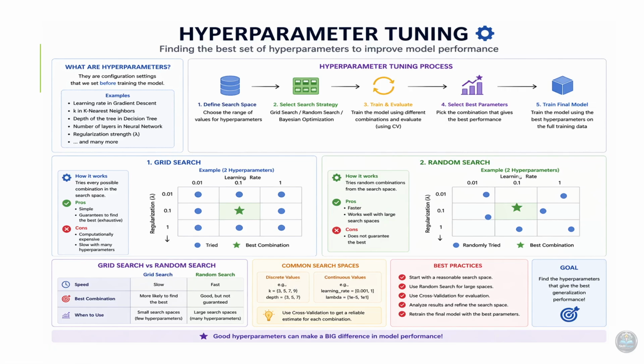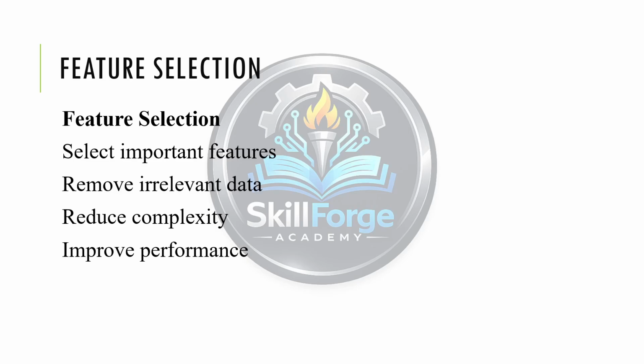Now we'll discuss a very important topic that is also very important for your interviews or semester examination, whatever you will give. That is feature selection. The name itself tells us what it actually means. In many datasets not all features are important. Some features may be irrelevant or add noise. Feature selection helps us keep only the important features and removes the unnecessary ones. This reduces complexity, speeds up the model and can improve performance. So instead of using all features we focus on the most useful ones.